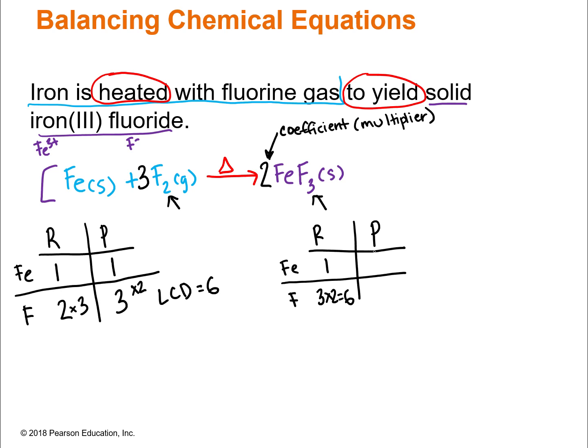On the product side, we now have 2 iron atoms because of this multiplier here, and 2 times 3 fluorine atoms, which is 6. So the fluorine is balanced, but now we have to deal with the iron. To deal with that, we've got to have our lowest common denominator. And when you have 1 and a number, it's just going to be that number. So we need to add a 2 in front of the iron on the reactant side.